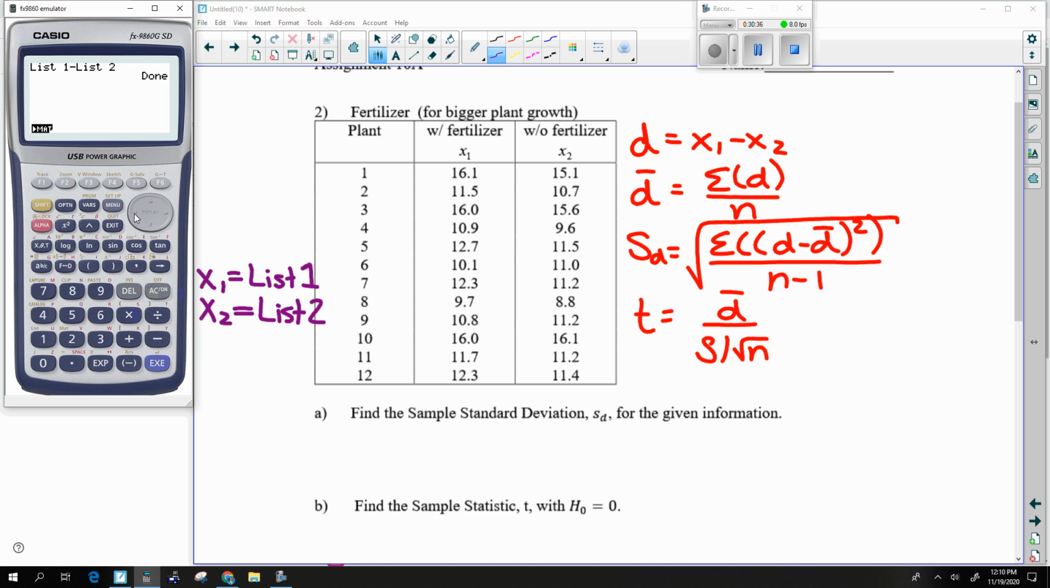Okay, so actually this is the very first answer that I need to do. I need to find those differences. So that's x1, which is list 1, minus x2, which is list 2. Okay, those are my differences. What I do with that is I store that list answer as list 3. So that is now the letter D. I'll add that to my calculator list that I have.